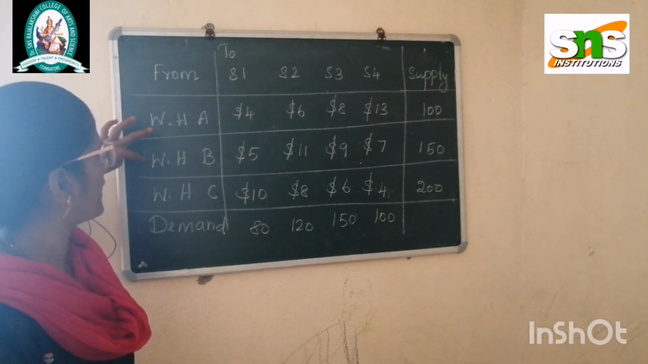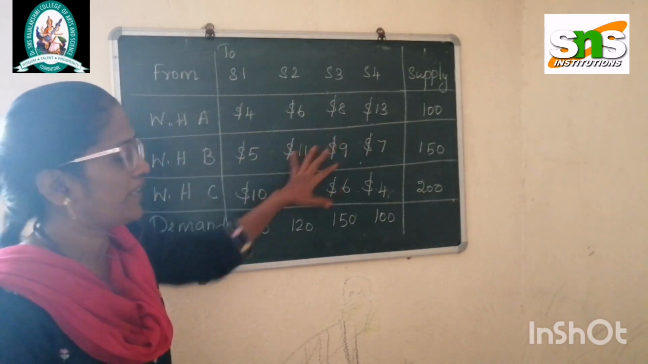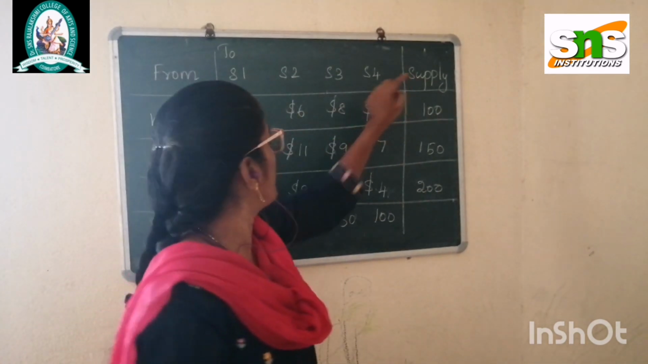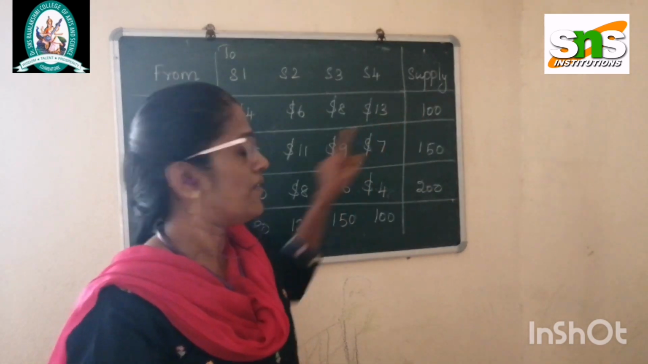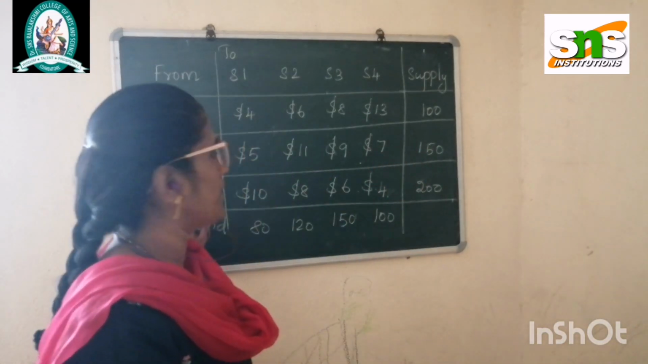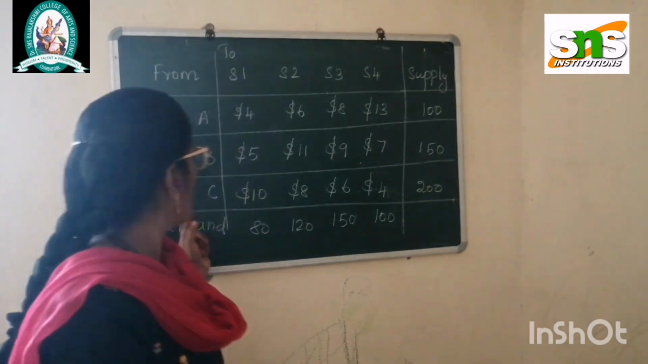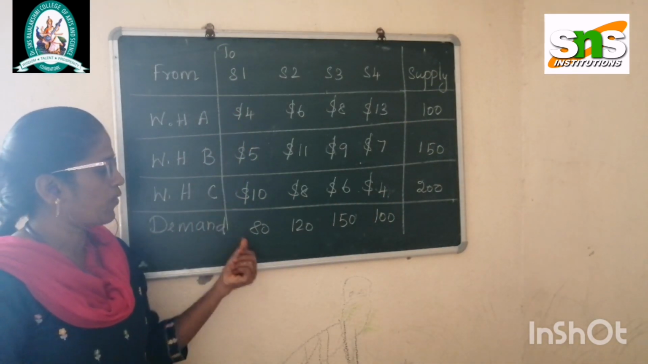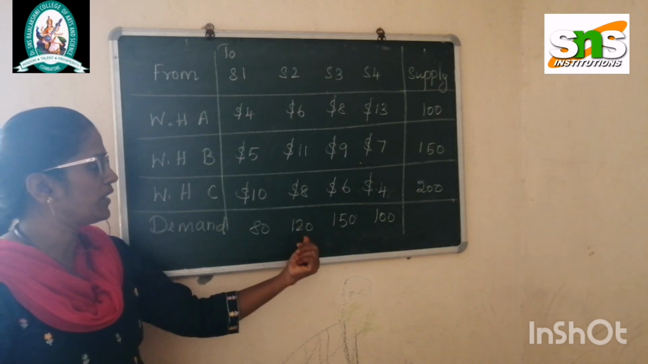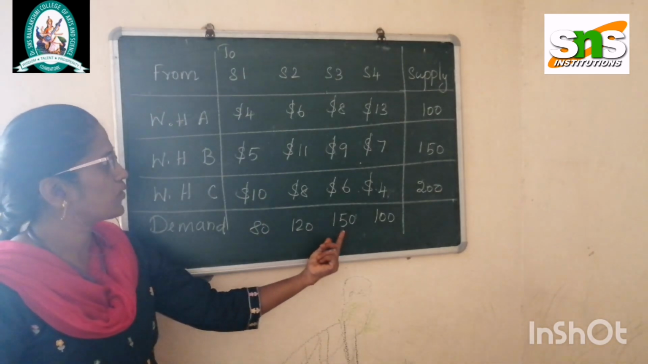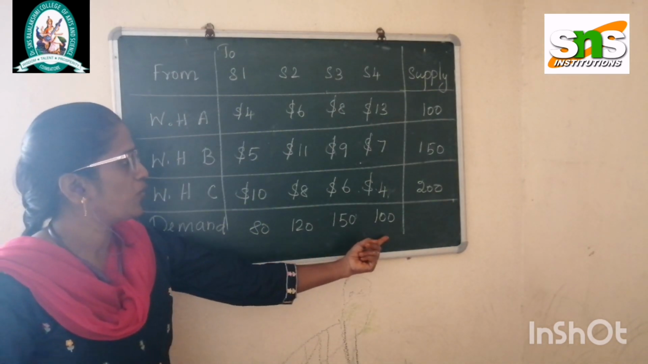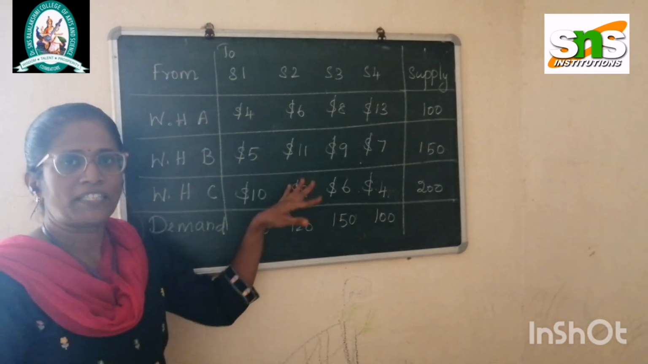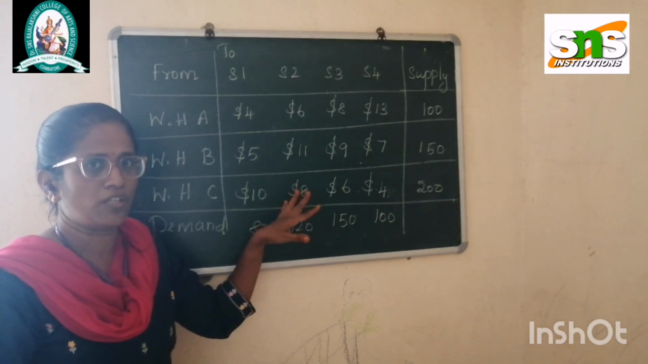From warehouse A, warehouse B, warehouse C, this data is given in the problem, and supplies are given: warehouse A is 100, warehouse B is 150 units, and warehouse C is 200 units. Then the demand for store 1 is 80, store 2 is 120, store 3 is 150, and store 4 is 100. This is the mathematical formulation of the given transportation problem.